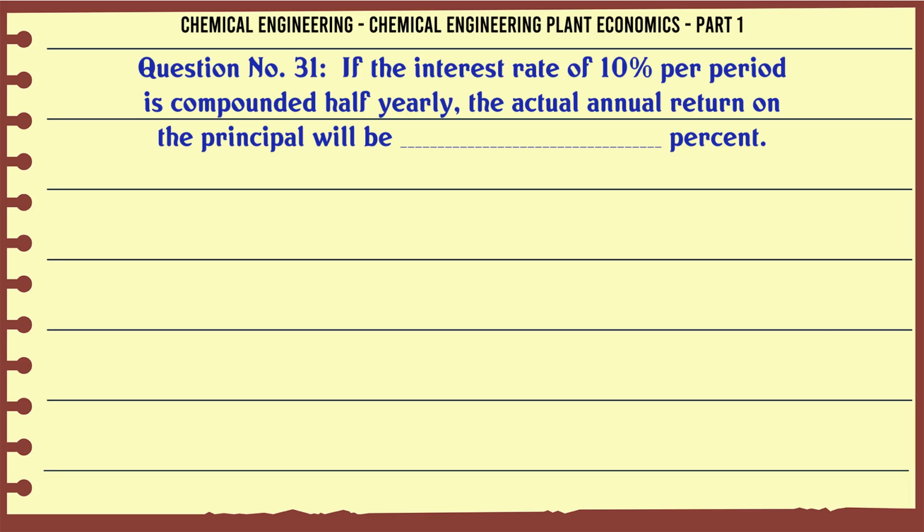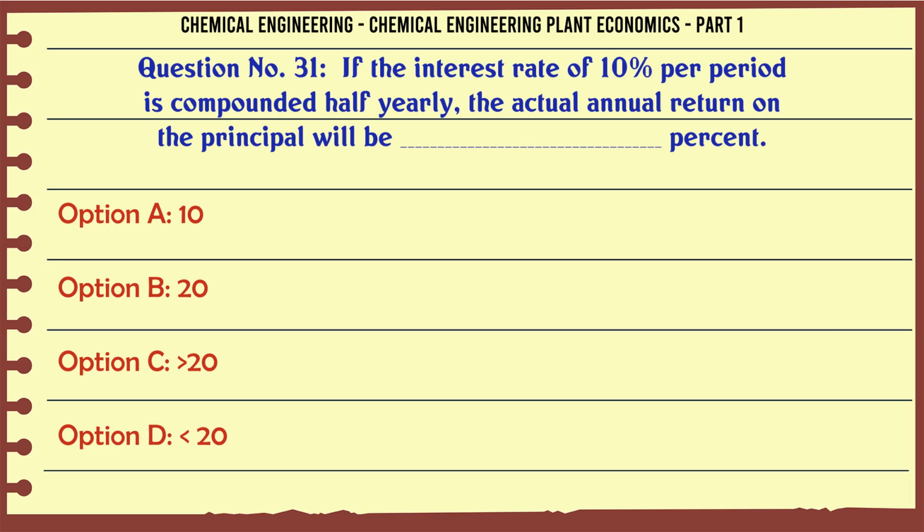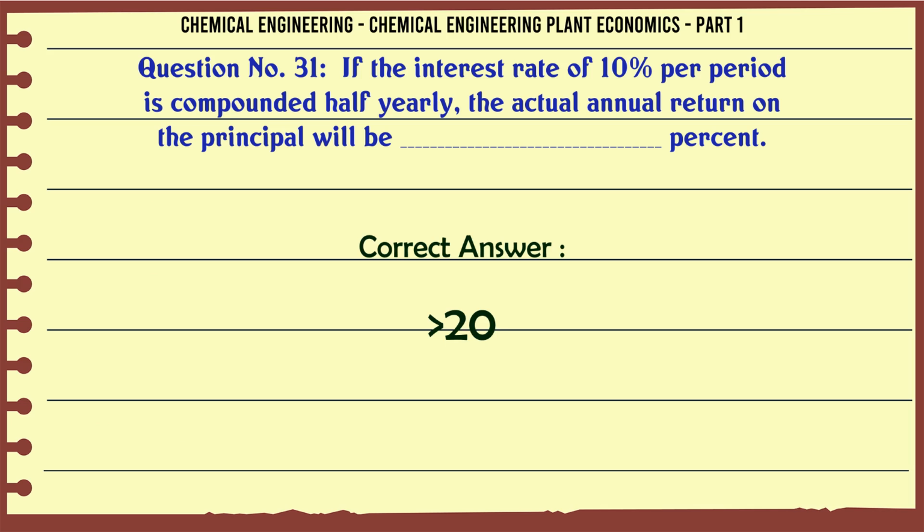If the interest rate of 10% per period is compounded half-yearly, the actual annual return on the principal will be blank percent. A 10, B 20, C 20, D 20. The correct answer is 20.